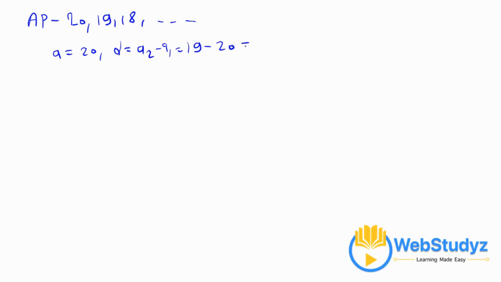So we can see that the number of logs is in the form of an AP, which is 20, 19, 18 and so on. For the given AP, the first term will be 20. Similarly, the common difference will be a2 minus a1, which is 19 minus 20, which is minus 1.